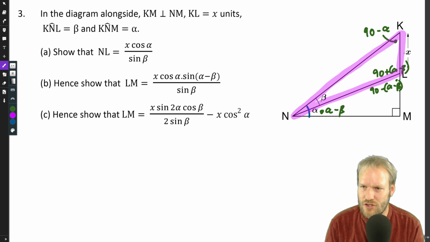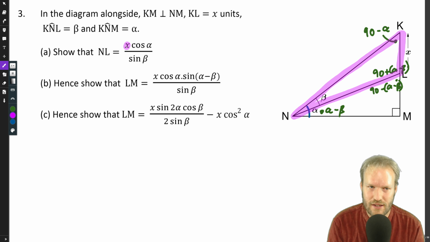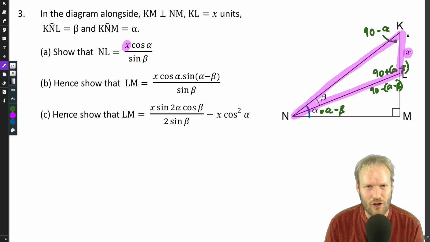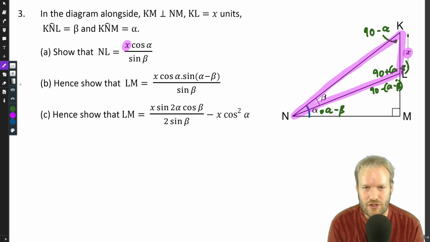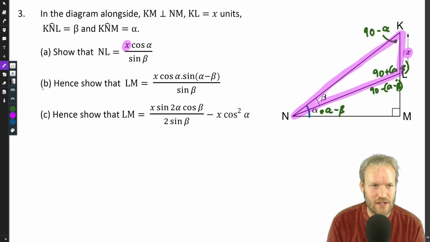It's definitely got an X, which we need. There's an X, and it's the only bit that has an X, so that's why I've gone for that triangle. And then it's got an alpha and it's got a beta. So things are looking up. It's not a right angle triangle, so we're going to have to use sine or cos rules, not just sine, cos, tan type idea. Okay, well, NL is what we're trying to find.